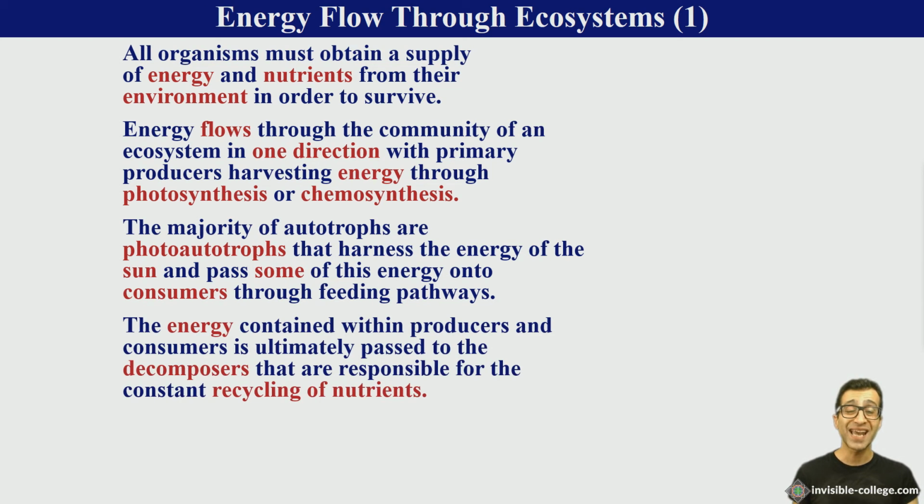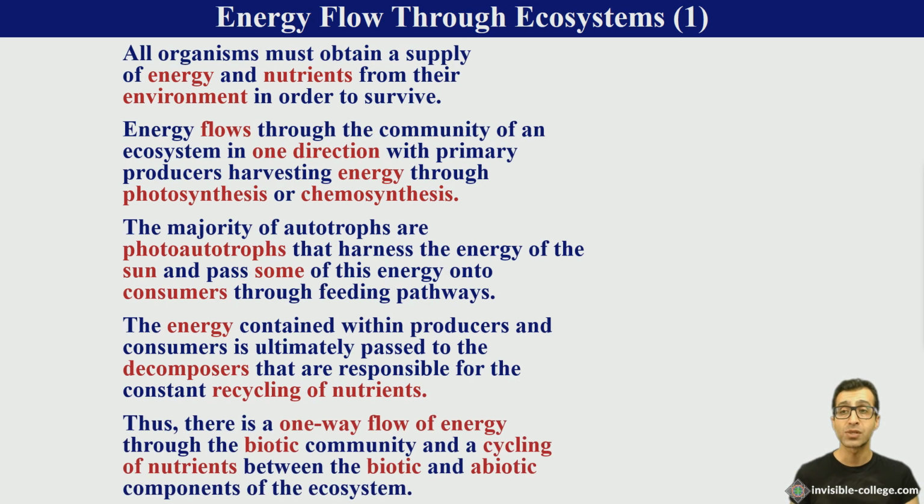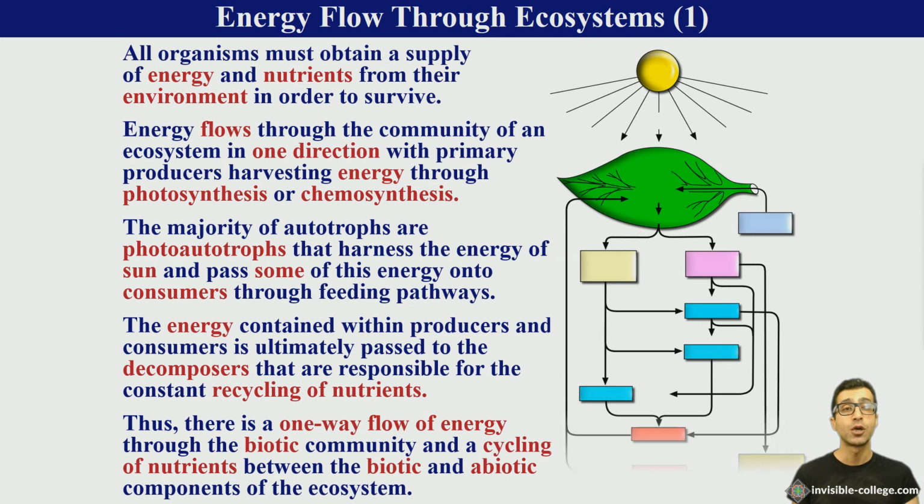Now the energy contained within the producers and the consumers is ultimately passed to the decomposers, and these are the organisms, fungi, bacteria and so on, which are responsible for the recycling of nutrients back into the ecosystem. So there is essentially a one-way flow of energy through the biotic community and a cycling of nutrients between the biotic and the abiotic components of the ecosystem.